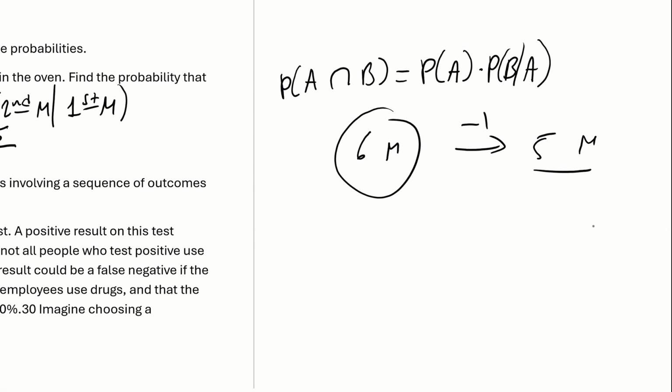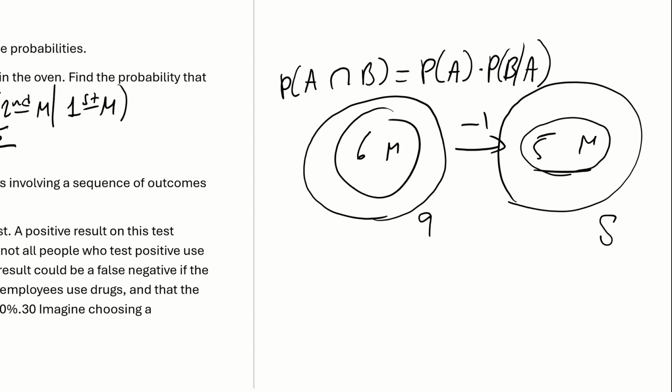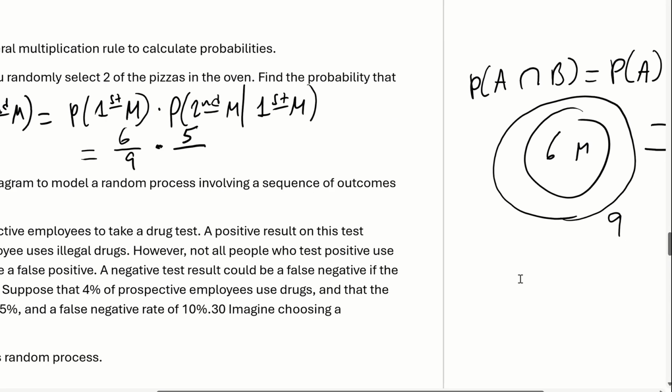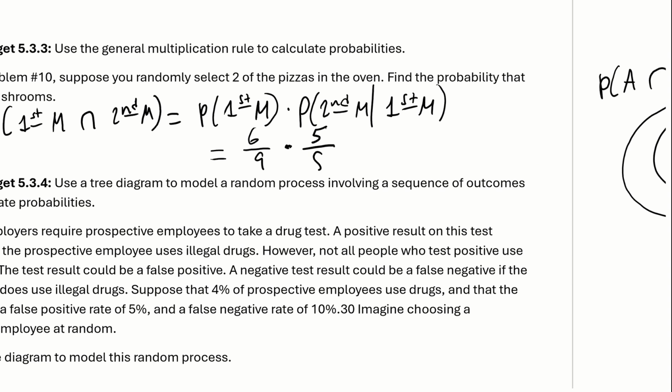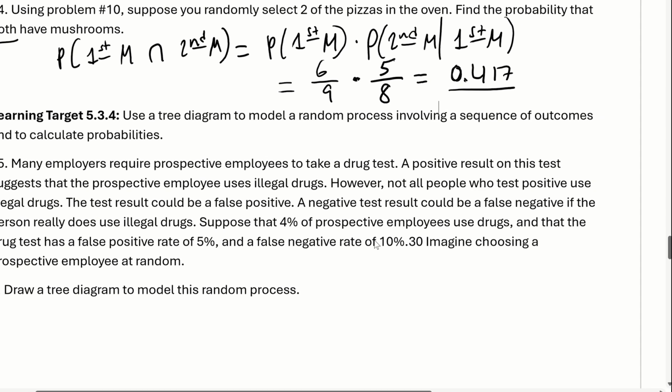8, because now we have 8 pizzas in total. So we have 6 mushrooms and 9 pizzas in total. But if I select a mushroom, then that's 5 mushrooms out of 8 pizzas in total. So it's got to be 5 out of 8. The odds change, okay? So I now got to multiply those together. If I multiply them, I get 0.417 as a decimal. All right, that takes care of that one.